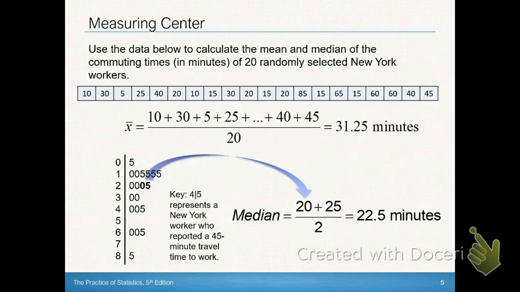So here's a quick example. Here we have a list of 20 numbers, at first just displayed as raw data, and then second displayed as a stem plot. And these are the amount of time that people in New York take to get to work. So the top value is the mean of 31.25 minutes. The bottom number is the median of 22.5 minutes.